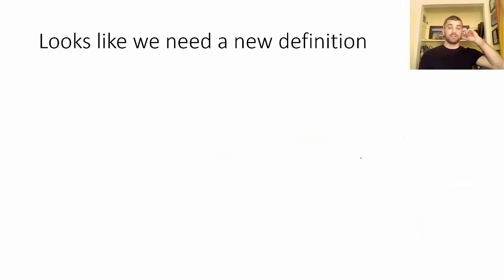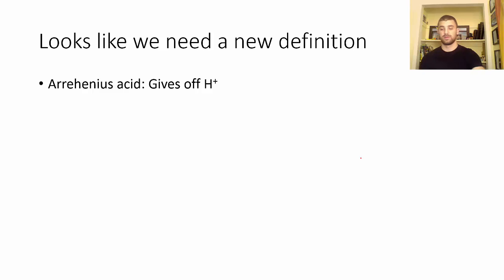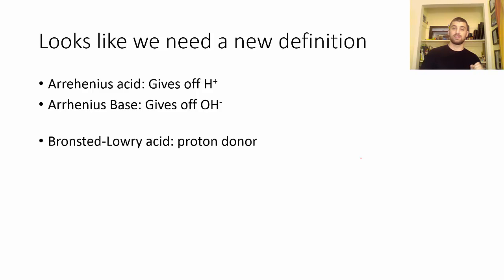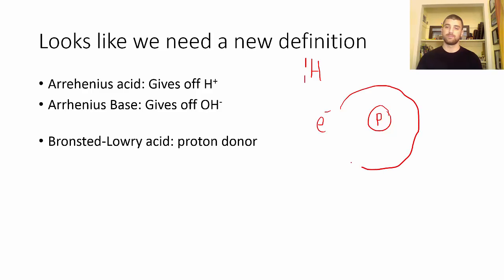So we need a new way to define these things, because there are things that don't have OH minus that act like a base. We need a different way to define what a base is. We used to say the Arrhenius acid gives off an H plus, and the base gives off an OH minus. The new way that we're going to look at things is that a Bronsted-Lowry acid is a proton donor. Now I want you to take a look at something real quick. Let's think about hydrogen. Hydrogen has atomic number 1 and a mass of 1, so it's really just one proton surrounded by an electron that's going around it, right?